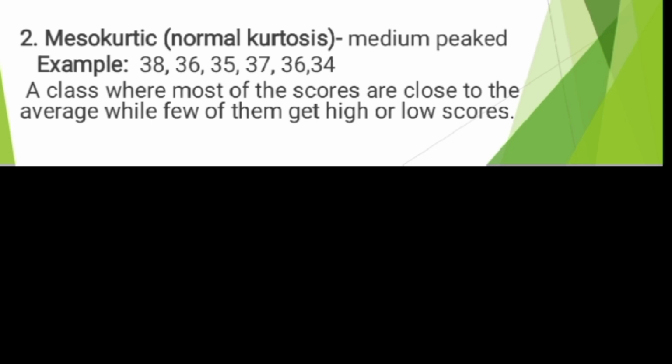For example, a class where most of the students' scores are very close to the average while few of them get high or low scores. For the scores, we have 38, 36, 35, 37, 36, and 34, with a mean of 36. This dataset illustrates a distribution where most scores are clustered around the average, with a few outliers on either end.